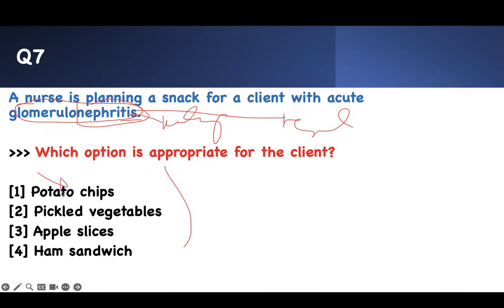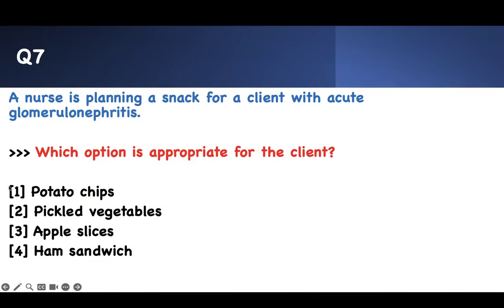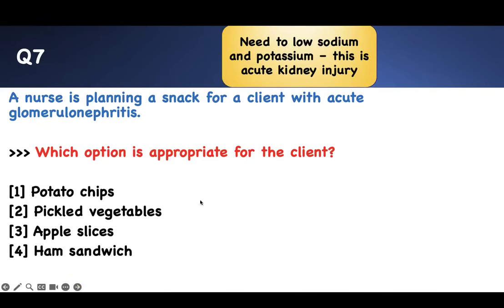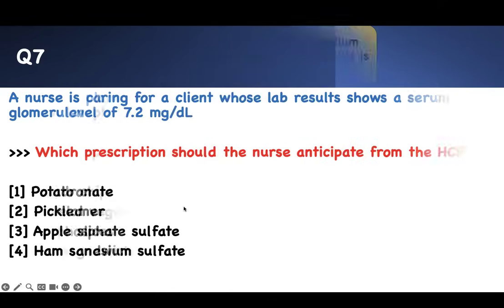Potato chips, too much sodium. Pickled vegetables is fine, but if it's pickled, too much salt. Apple slices is good. Ham sandwich, too much salt. Therefore, this is the way you should approach this question. Number 3 is the right answer. Low sodium and low potassium, this is kidney injury. If you don't know glomerulonephritis, that's the way you should take it every time you see it in a question. Consider it as kidney injury.